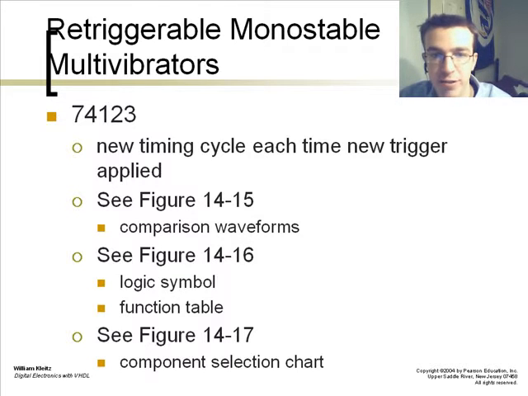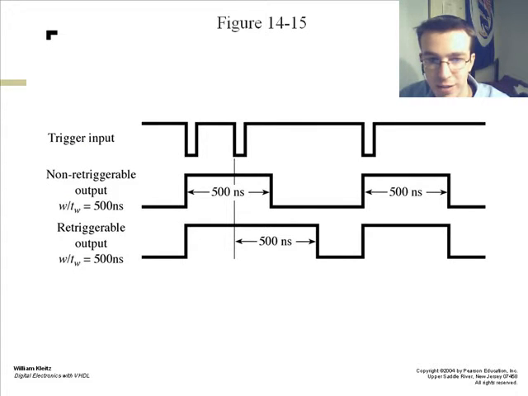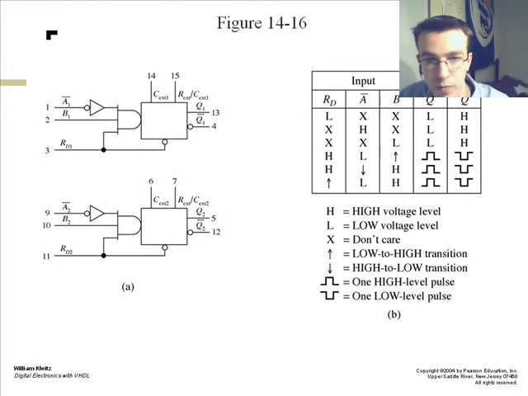Retriggerable monostable multivibrators. The 74123 starts a new timing cycle each time a new trigger is applied. This is a comparison waveform for this, showing the triggers changing and the non-retriggerable output, and the retriggerable output as well, flipping the same amount of time per the trigger.